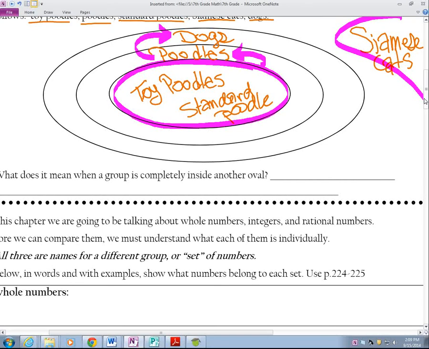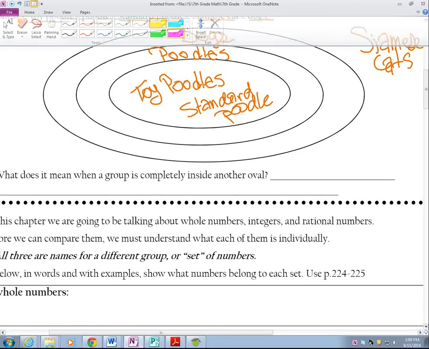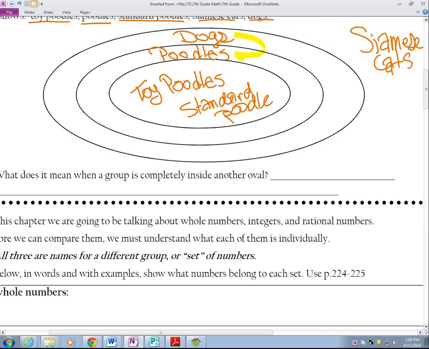Okay? But if you go the other direction, not all dogs are poodles, right? Okay? And not all poodles are toy poodles because there's also standard poodles. See how when it goes the way down, it's saying, okay, this is this, but it's not necessarily that. For example, you are all my students, but are all students mine? No. Got it?